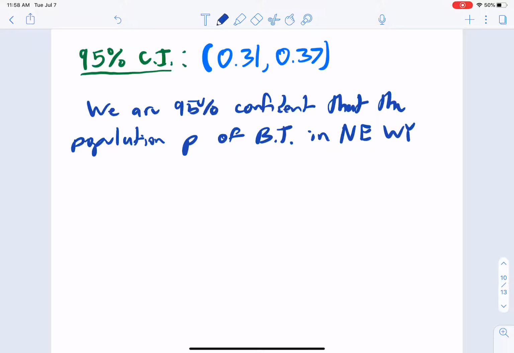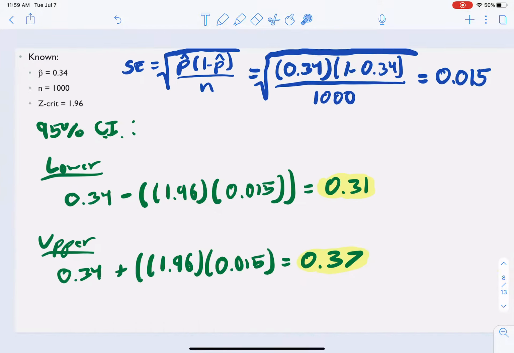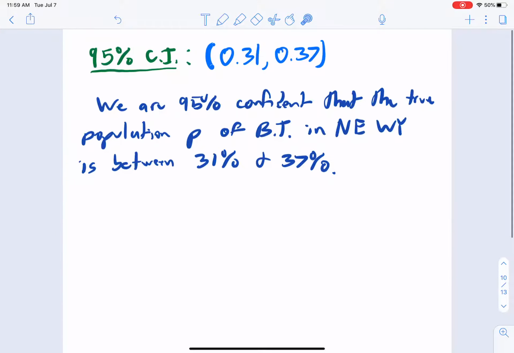We are 95% confident that the true population proportion of brown thrashers in northeastern Wyoming is between 31% and 37%, right? So check it out, 38% is not in that range, right? 34 is, right? We found 34. We do not have evidence that 38% is actually in there at all, right? At least 95% of the time. That's what we're okay with, right? So this is more or less the interpretation.